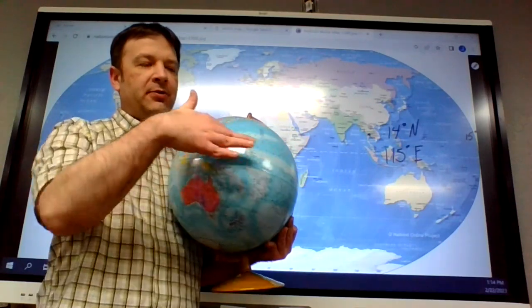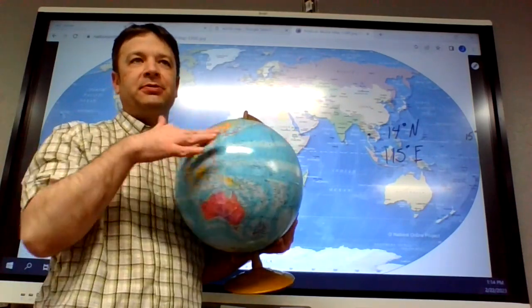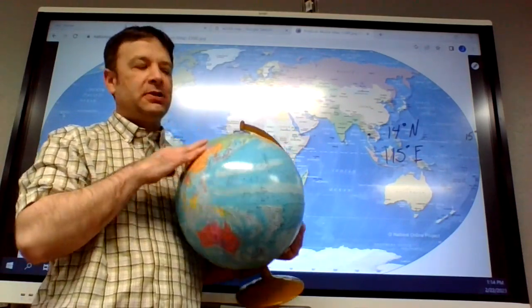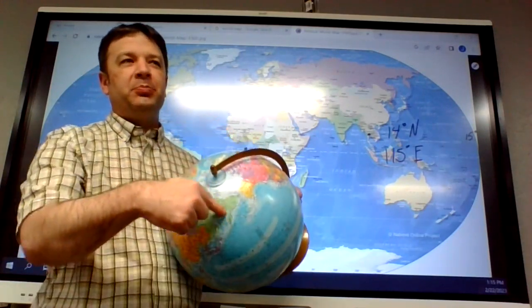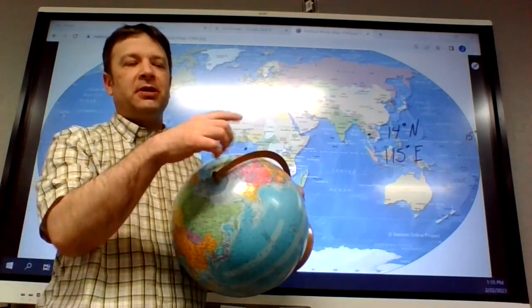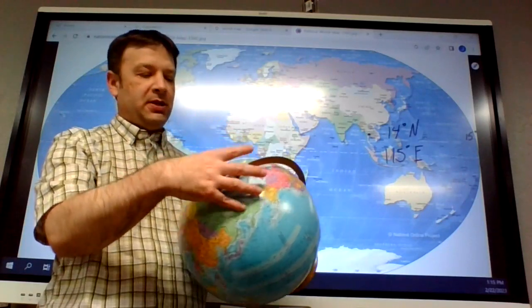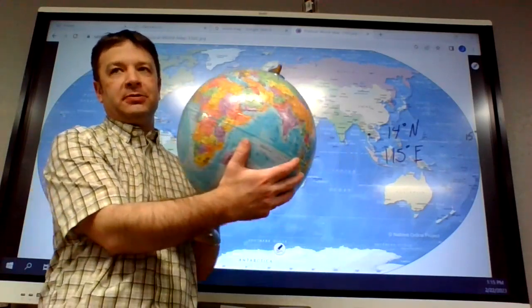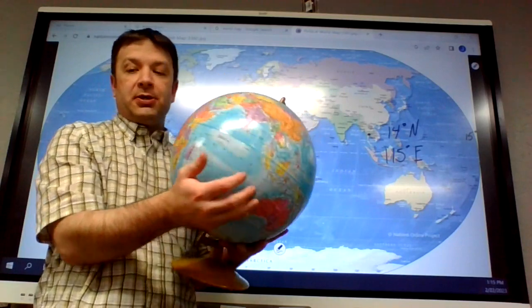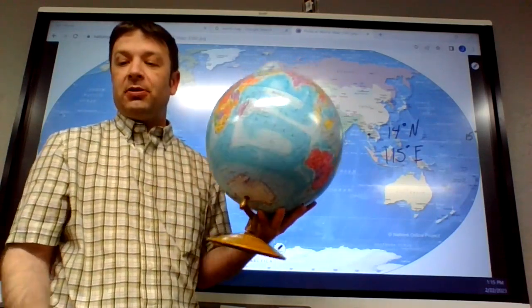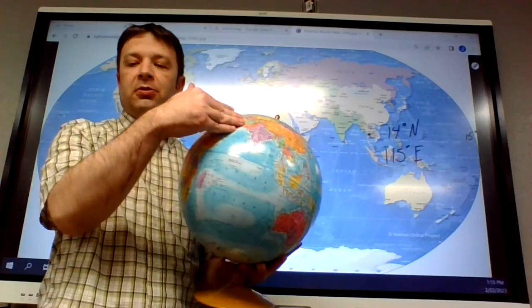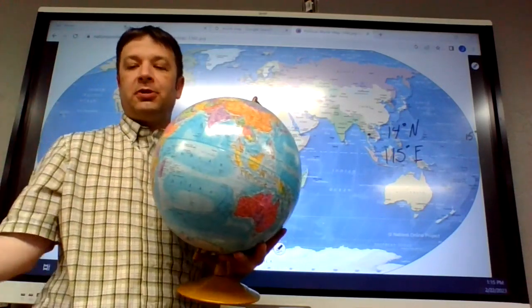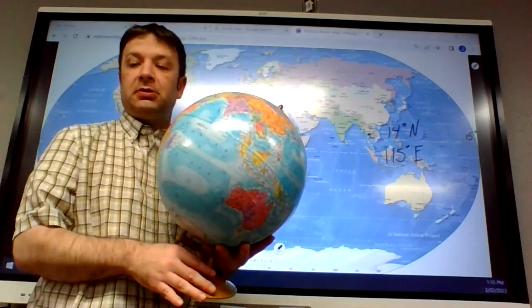Would this line right above the equator be a great circle? Or let's go all the way to the North Pole. Would this line of latitude be a great circle? No, it's fairly small. You have to be right in the middle to draw a great circle. So the question on number one is, are all longitudinal lines great circles? All of them, some of them, or none of them, basically.